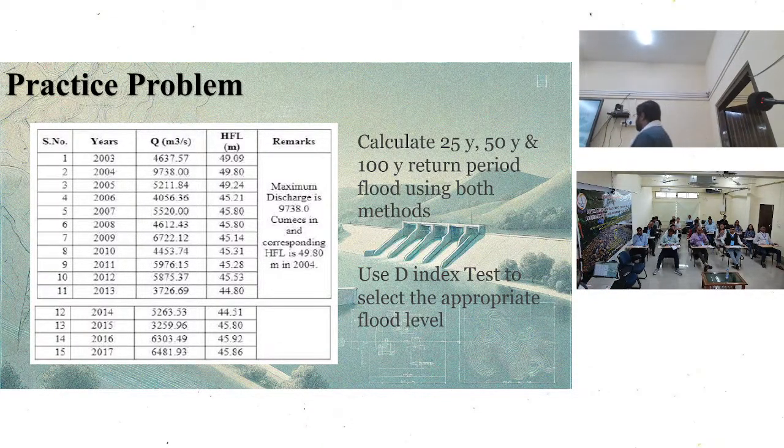Once we do this, you will get multiple values. Then we do the D-index test and come up with the answer. We have used this particular type of method, Gumbel, log Pearson, normal, or whatever you have used, and this is my design flood for the 25, 50, and 100-year period.